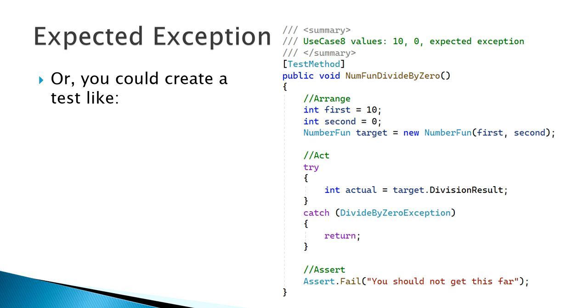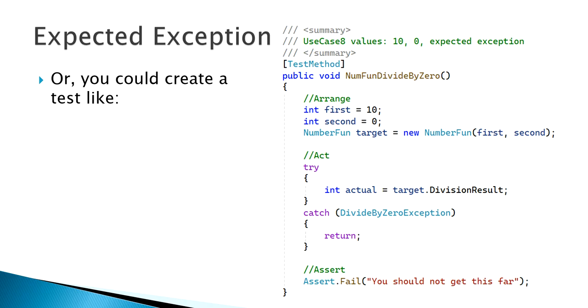Then the act will involve a try-catch where we access the division result property of our target object in the try. And of course, it should raise an exception. So it should hit our catch block, but we're being specific. This catch block is just for a divide by zero exception. If that's what we have, then we just return. That's it. No problem. That'll be counted as a pass of our unit test. Of course, after that, if the try-catch completes operation without going to the catch, then assert fail. You should not get that far.